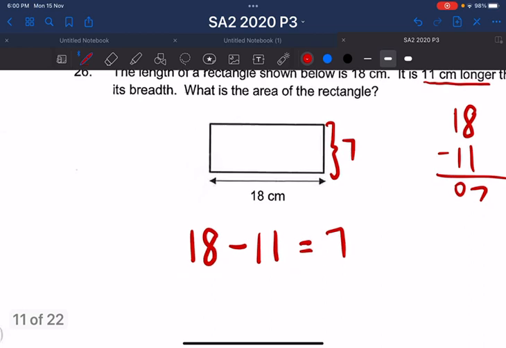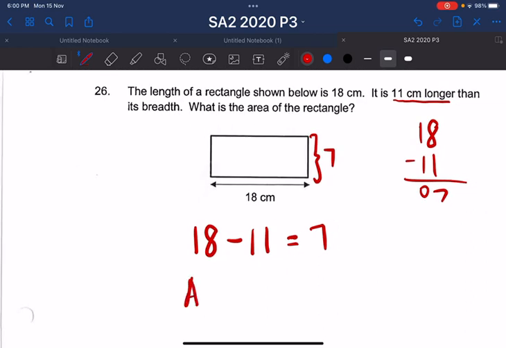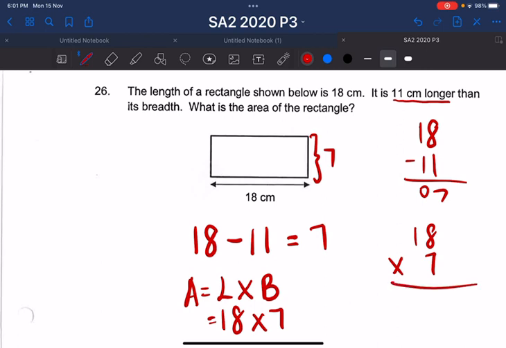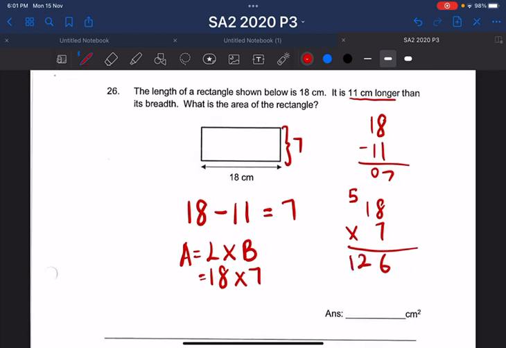Now, find the area of the rectangle. Remember, area is the same as length times breadth. Now, do we know the length? The length is already calculated to be 18. The breadth in this case is 7. So if we do 18 times 7, we will be able to find out the answer. 8 times 7 is 56. Alright, 1 times 7 is 7. 7 plus 5 is 12. So we have the answer 126. Okay, so let's put the answer. Now you see the units over here, square centimeters. This is for area, but it's already written for you.